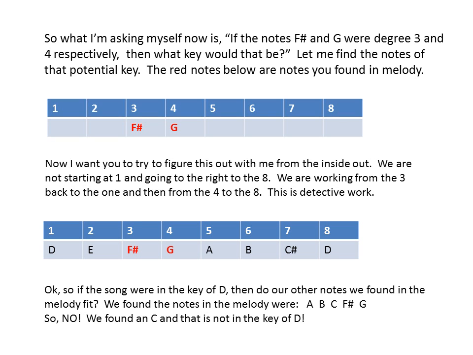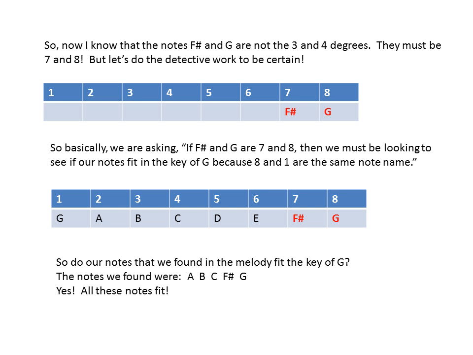Well, if F sharp and G don't belong in 3 and 4, maybe we need to move them to 7 and 8. So that's what I did here. I said, well, theoretically, let's just put them here and see what kind of key we get. Well, if you do that, since you know 8 and 1 are supposed to be the same, you can just put your G over here in number 1 and just work from left to right like normal. G, whole step to 2.